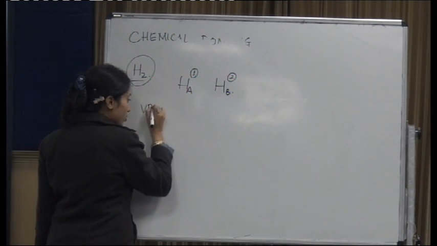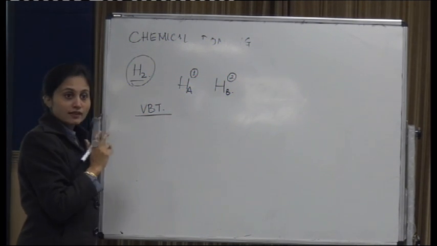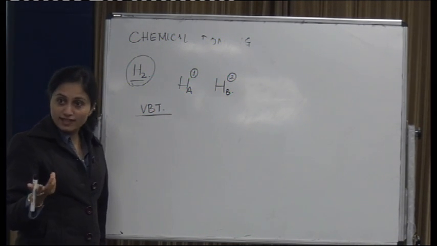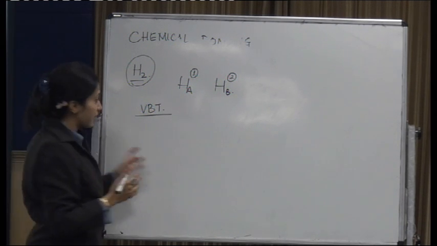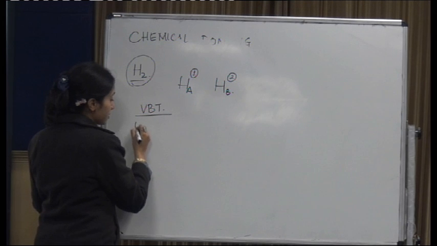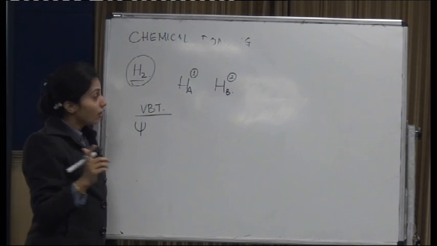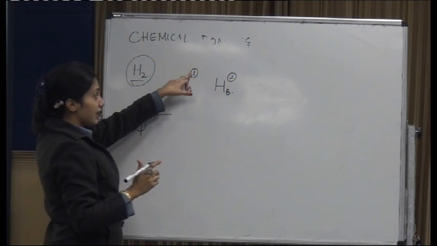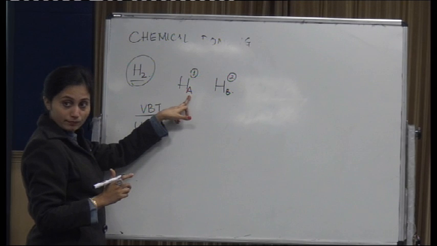One is what you have already done, that's the valence bond treatment. That is based on hybridization, but the basis comes from quantum mechanics only. And just understand that in valence bond treatment, this is a very important statement asked many a time in the examinations. We consider each electron to be associated only with its own atom.